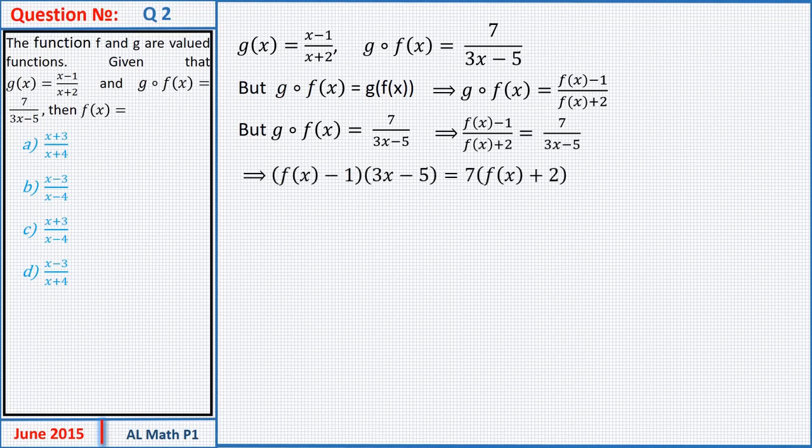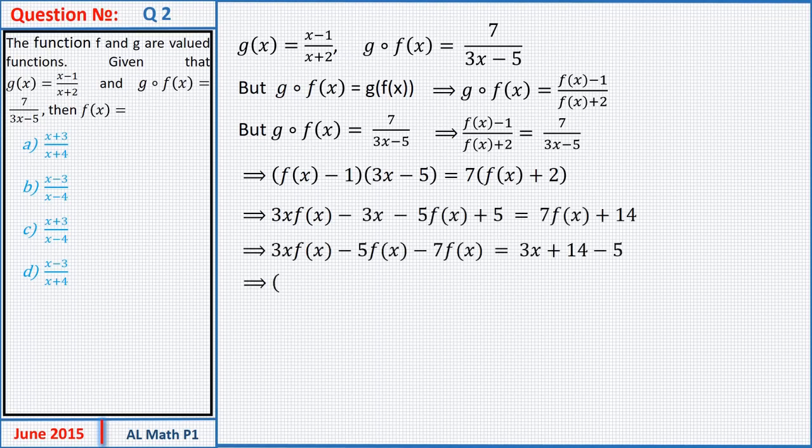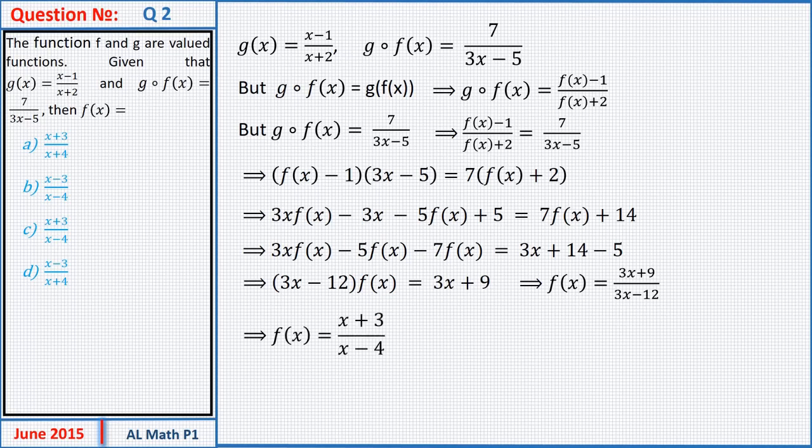Then we cross multiply and simplify and make f of x the subject. If we make f of x the subject, we have (3x plus 9) over (3x minus 12). So we can say that 3 can divide all through. So we divide by 3, and we have our f of x equals (x plus 3) over (x minus 4). So if we compare it with the different answers, we can see that here the answer is C.